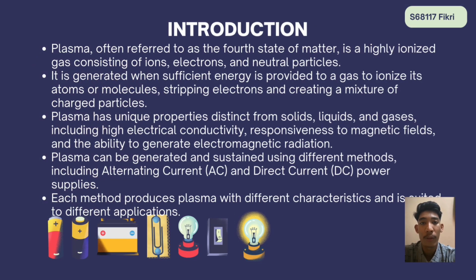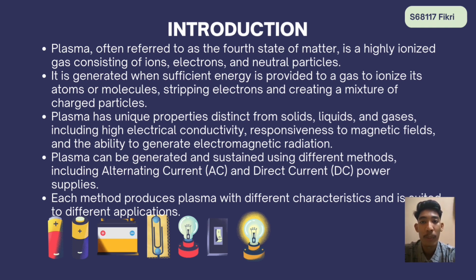Firstly, plasma, often referred to as the fourth state of matter, is a highly ionized gas consisting of ions, electrons, and neutral particles. It is generated when sufficient energy is provided to a gas to ionize its atoms or molecules, stripping electrons and creating a mixture of charged particles.